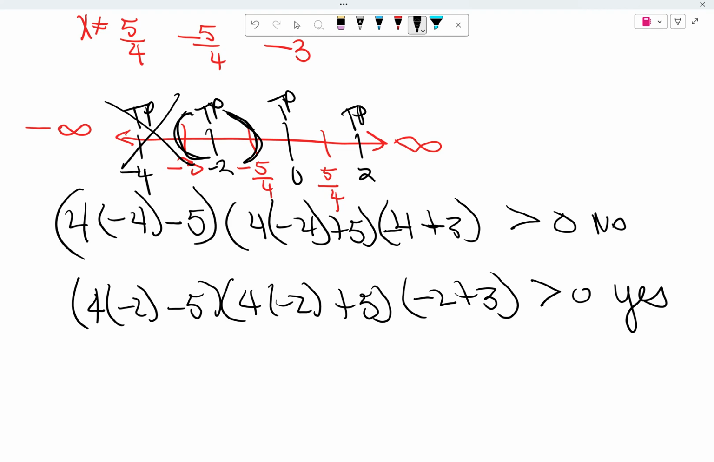The 0 is very easy. 4 times 0 gives you -5 times +5 times 3. And this actually is a no.